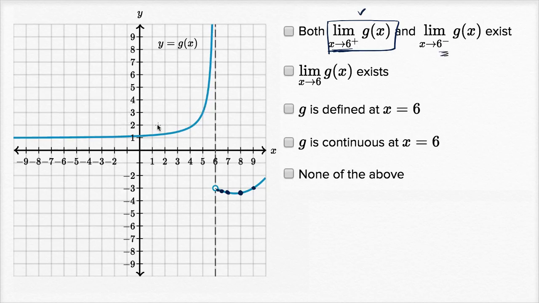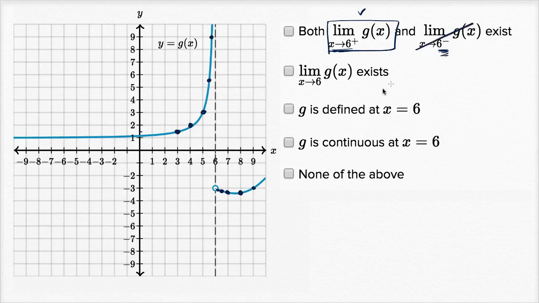I could start anywhere, but let's say when x is equal to 3, g of 3 is a little more than 1. G of 4 looks like it's a little bit less than 2. G of 5 looks like it's close to 3. G of 5.5 looks like it's between 5 and 6. G of 5.75 looks like it's approaching 9. And as x gets closer and closer to 6 from below, from values to the left of 6, it looks like we're unbounded. We are approaching infinity. And so technically we would say this limit does not exist.